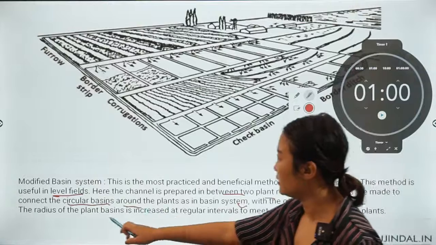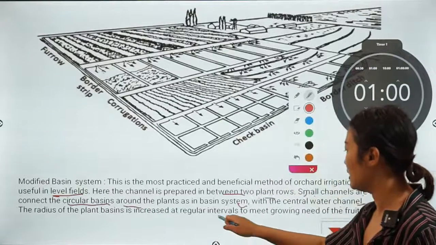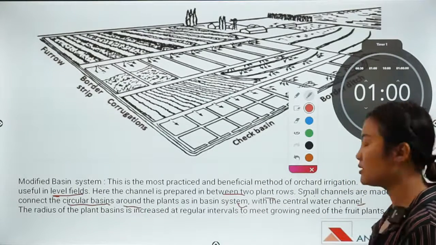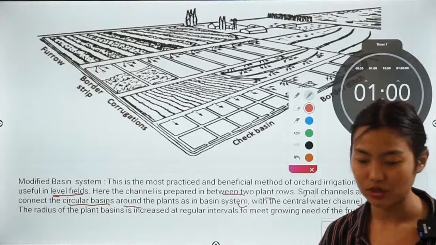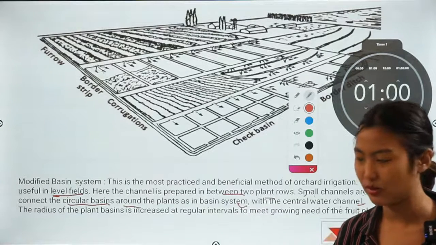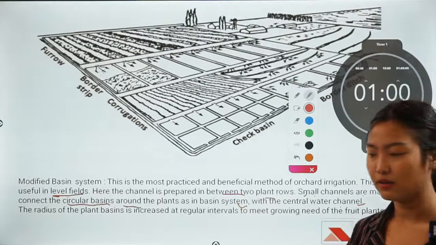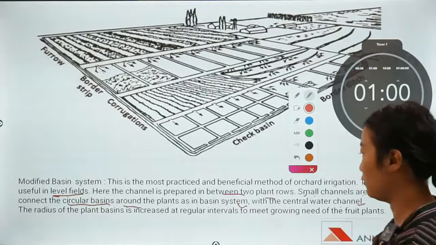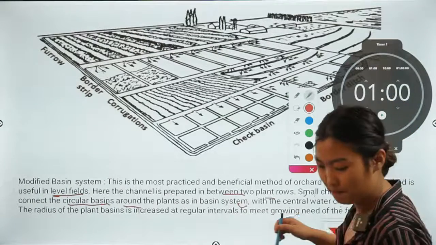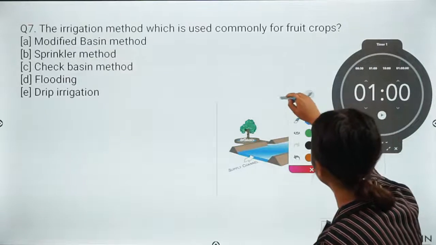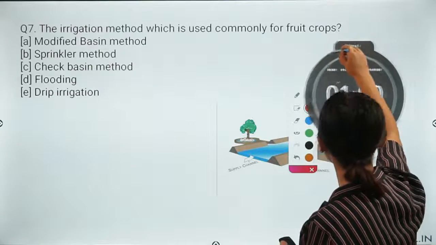The radius of the plant basins is increased at regular intervals to meet the growing needs of the fruit crop. So as the fruit trees gradually get bigger, even the surface area for this basin system also increases.